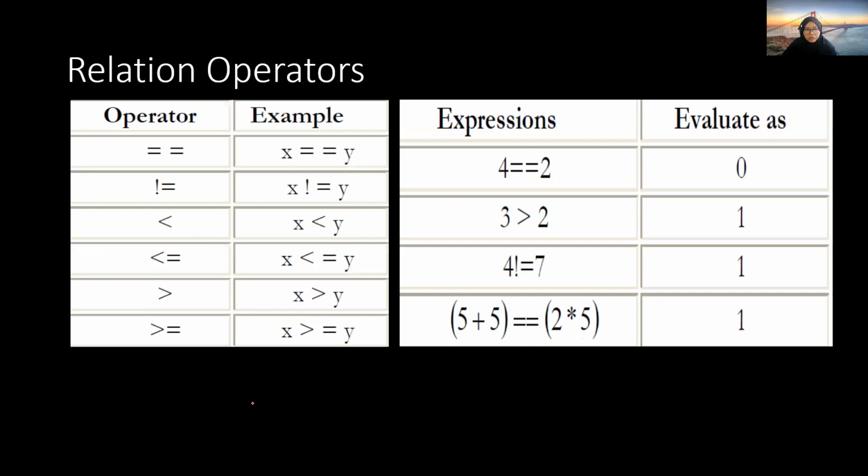Now, let's look at this one, relation operators. The difference between the arithmetic operators, plus, minus, division, multiplication, is that for relation operators, the value will be either true or false. True is 1, false is 0. And sometimes C understands that as long as the value is non-zero, then it is true. Any value other than 0 is always true.